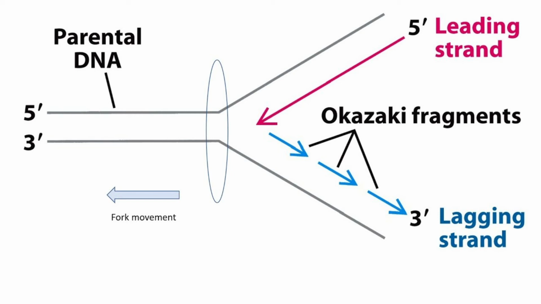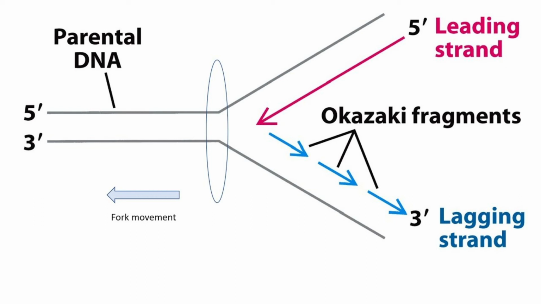more complicated. RNA primase has to add many different primers to the strand of DNA so that DNA polymerase 3 can add in more nucleotides, but this results in many different fragments of DNA called Okazaki fragments.